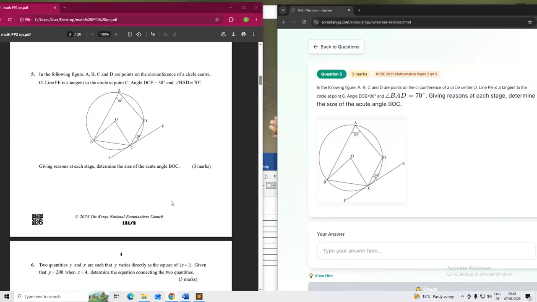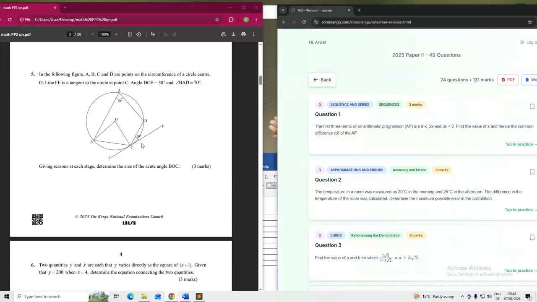The student is expected to apply the relationships between angles at the center and angles at the circumference and the tangent properties. The focus here is not computation, but rather logical geometric reasoning.